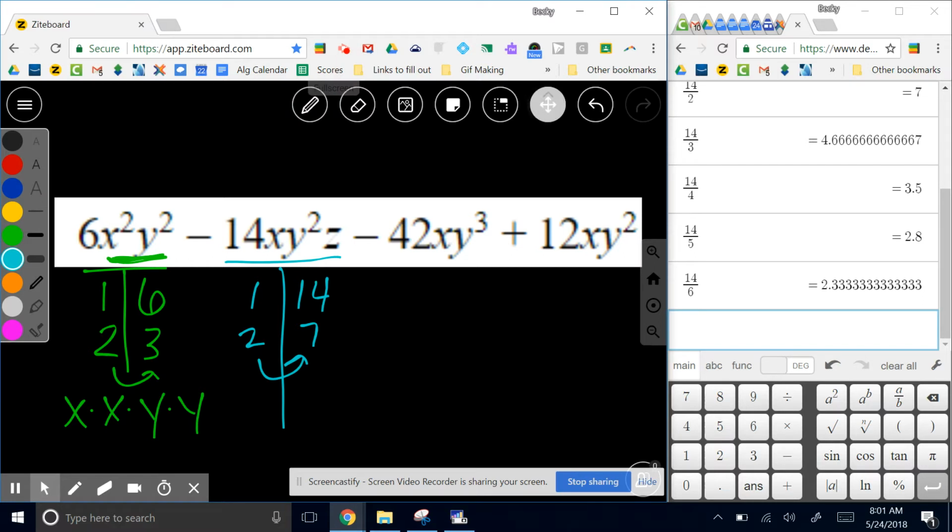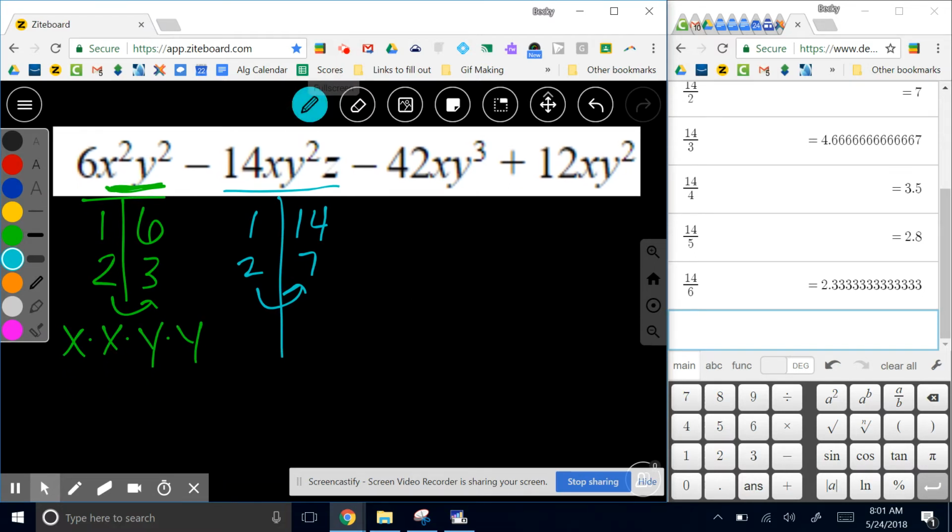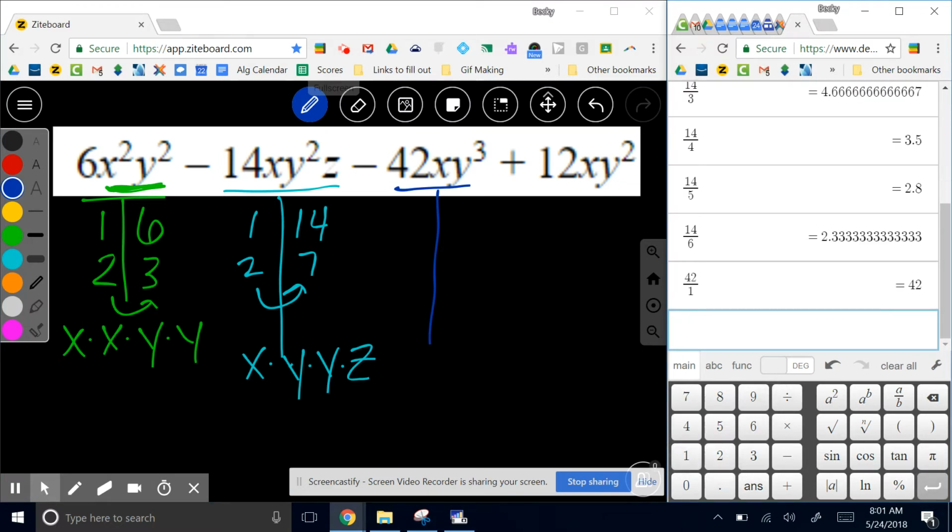So now I'm going to go ahead and write my variables. I've got x, and then there's y squared, so that means y times y, and then there's a z. And now let's do 42. 42 divided by 1 is 42, so I got 1 and 42.